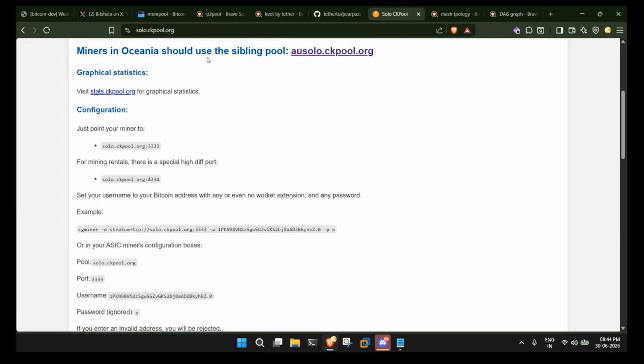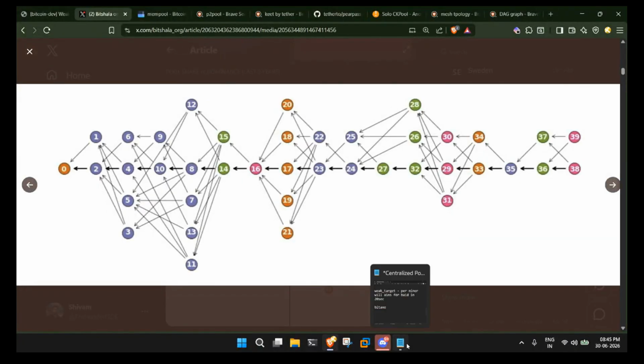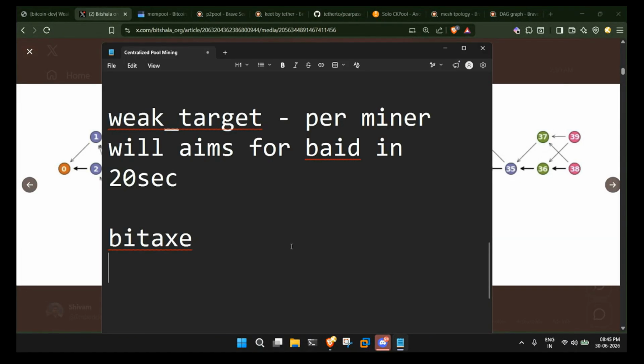But in this case, if you want to mine Bitaxe using Braidpool, you should run a Braidpool node. You can have any small machine that you can run it on. You can also run it on your older laptop as well. That is also fine. Or if you have a server, you can also run that. But this is mandatory.